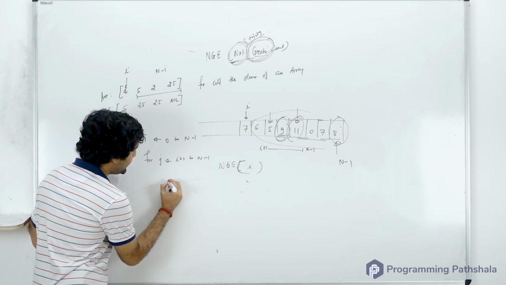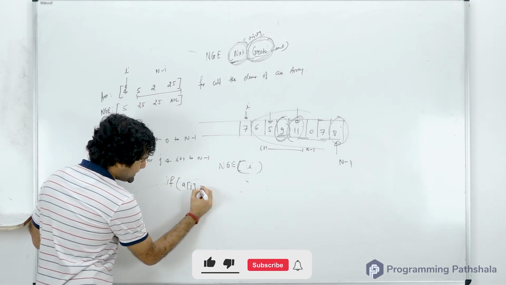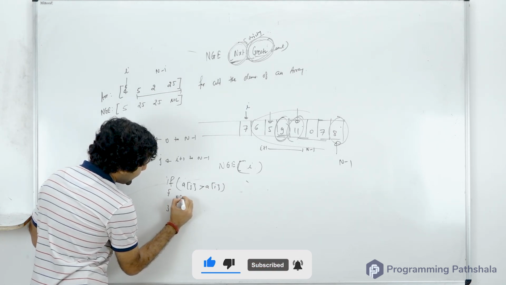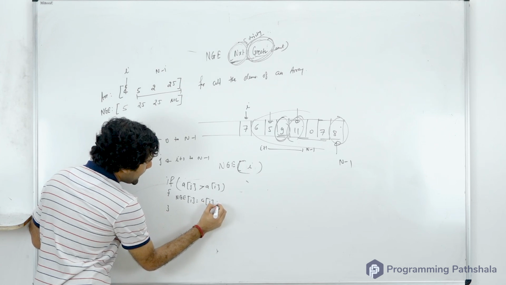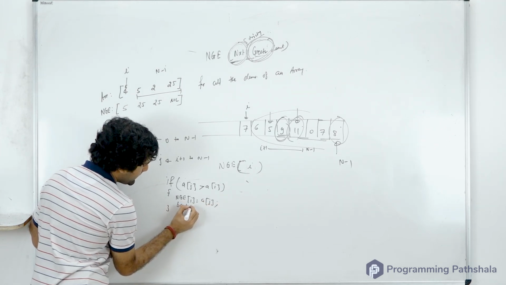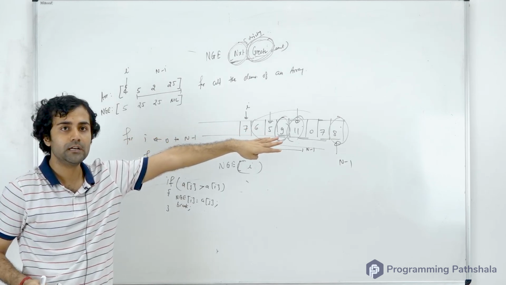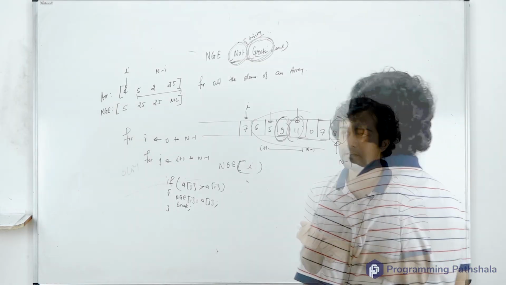So basically, if I see that A of j happens to be strictly greater than A of i, then here itself I can declare that NGE of i is equal to A of j, and after that I must break. Why must I break? Because I do not want NGE to get updated to any other value that also qualifies to be greater than A of i. Can I do it in a better way?